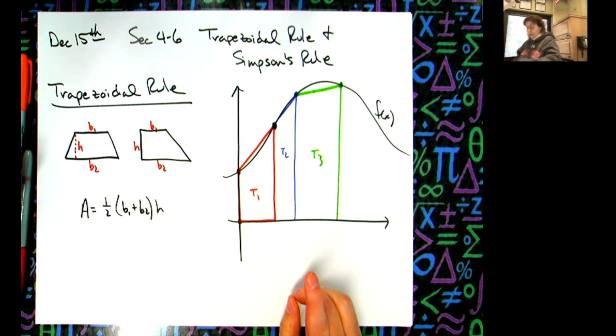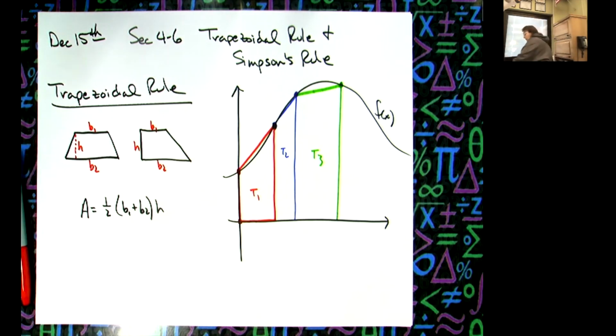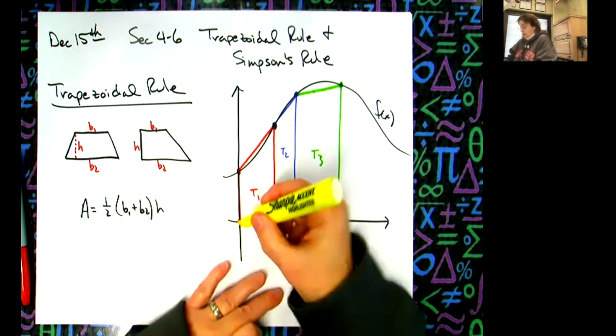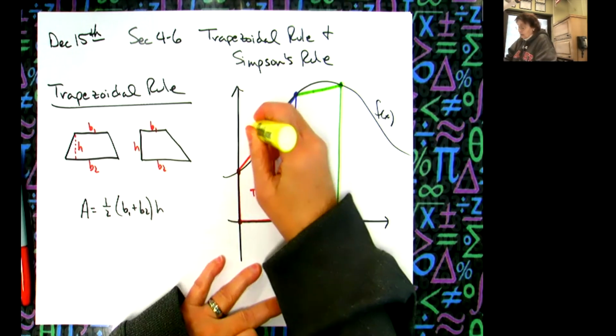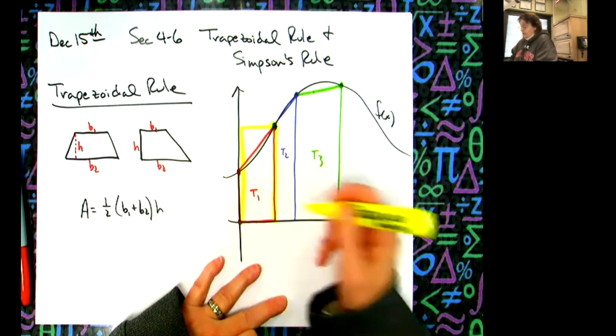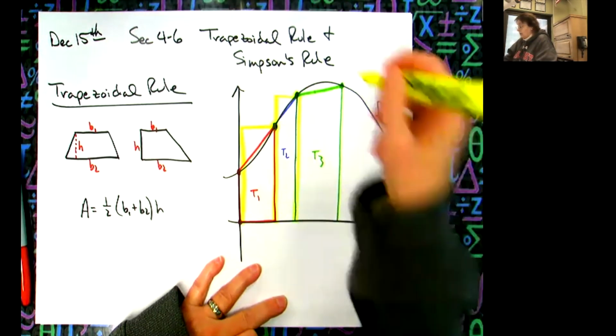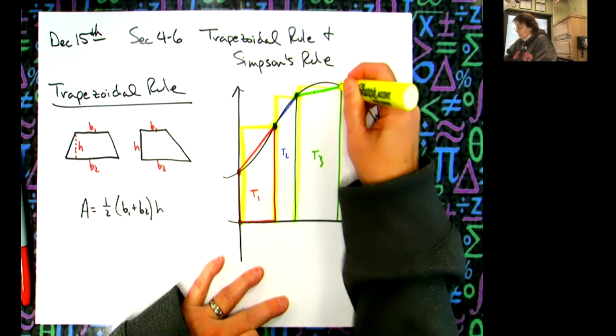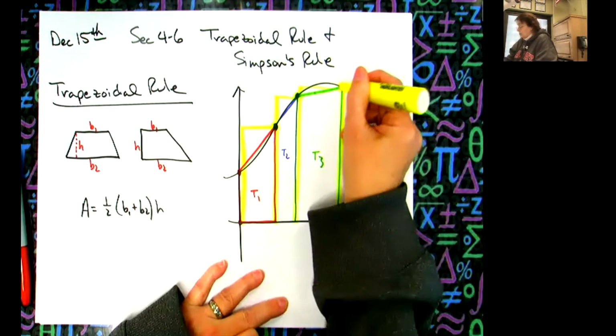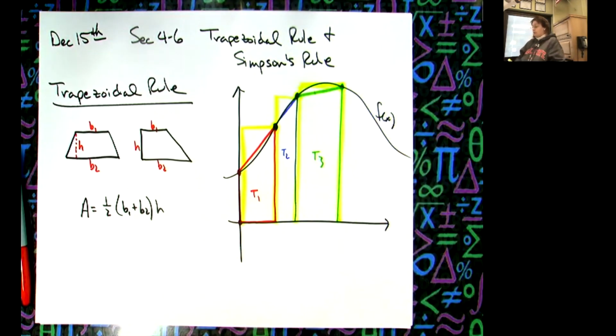Now let's do a highlighter color. If I was doing this with a right Riemann sum, let's overlay a right Riemann sum on this. If I did that, there would be the first rectangle, there would be my second one, and here would be my third one. Now look at those. Look at the Riemann sum compared to the trapezoidal rule. Isn't the trapezoidal rule going to give you a better approximation?